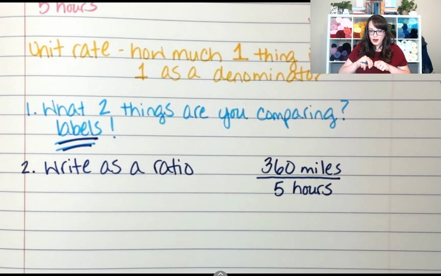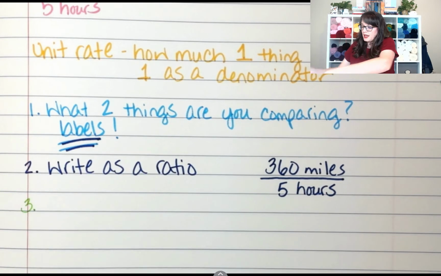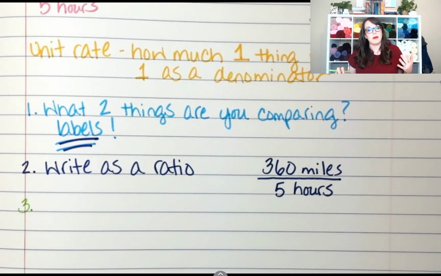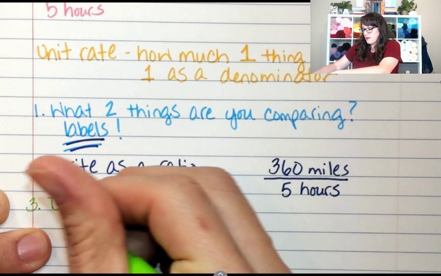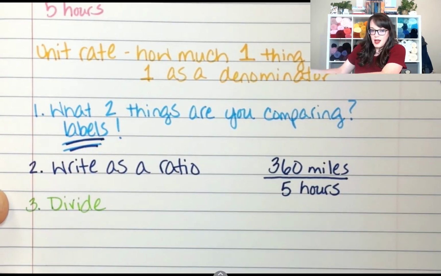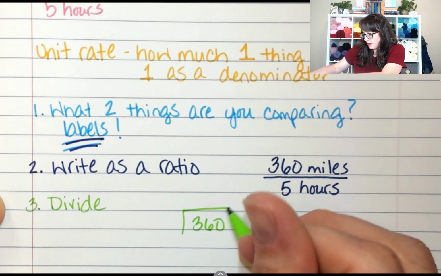All right, and then to figure out how much 1 hour is, we divide. So your last step here is to divide. The biggest mistake anybody's going to make is to divide by the wrong numbers. So in this situation, which number is going to go in the house? Okay, so which number goes outside of the house? So if my third step is to divide, I'm going to split up the 360 miles. So it goes in the house. Divided by 5.